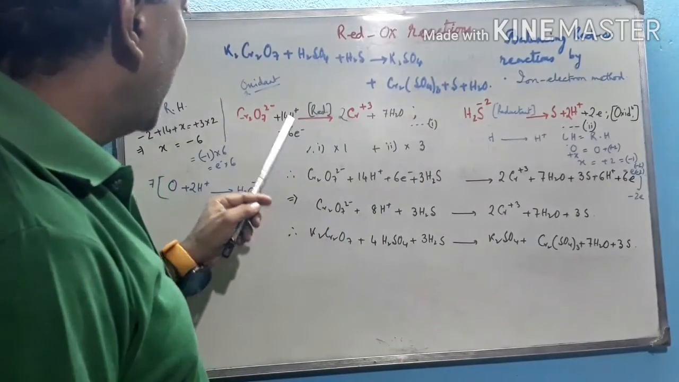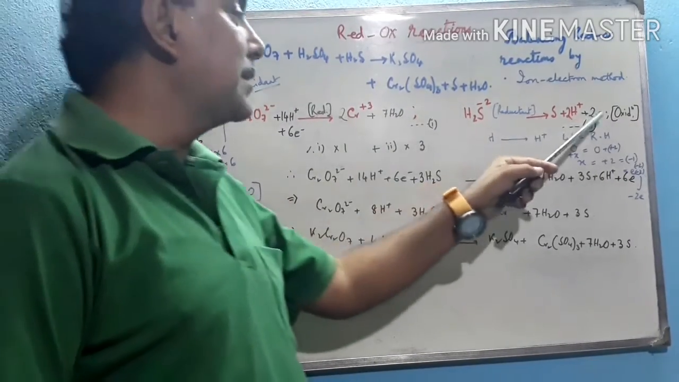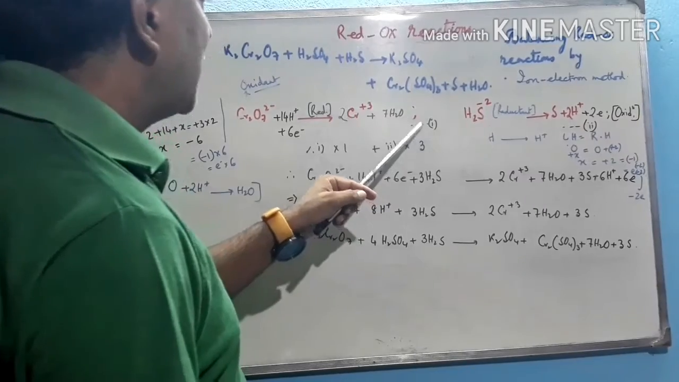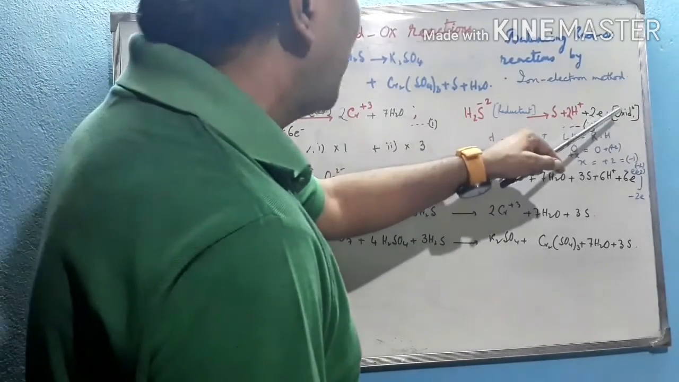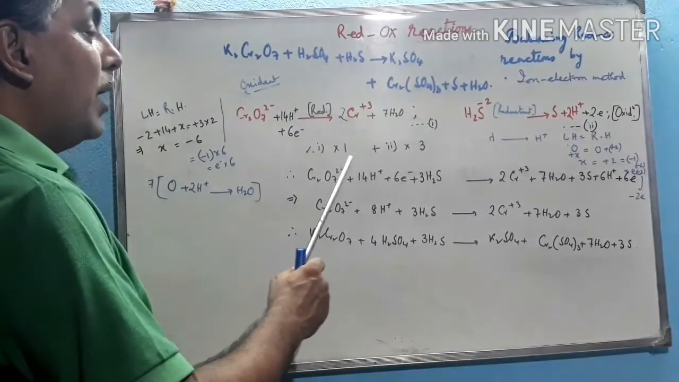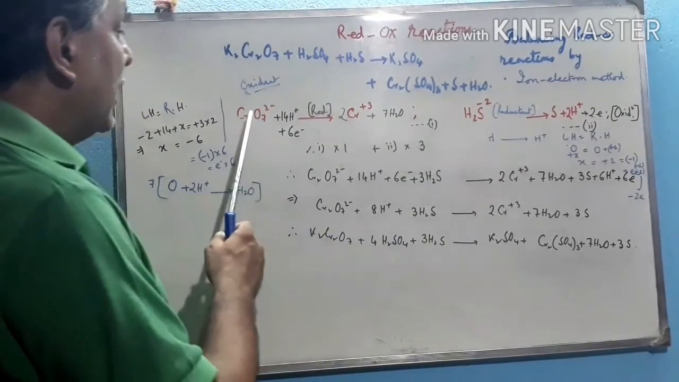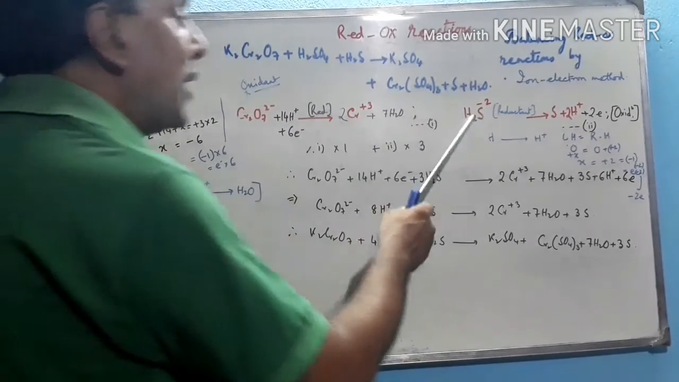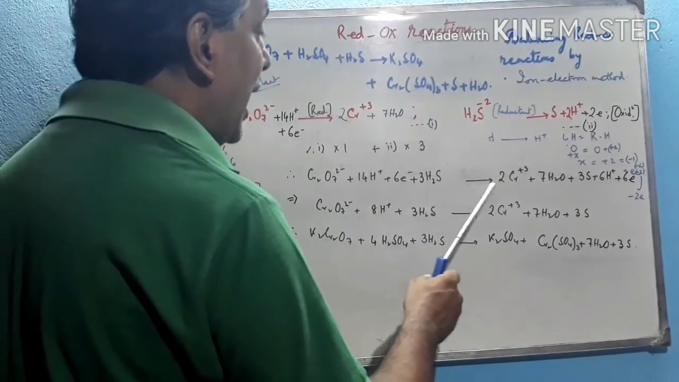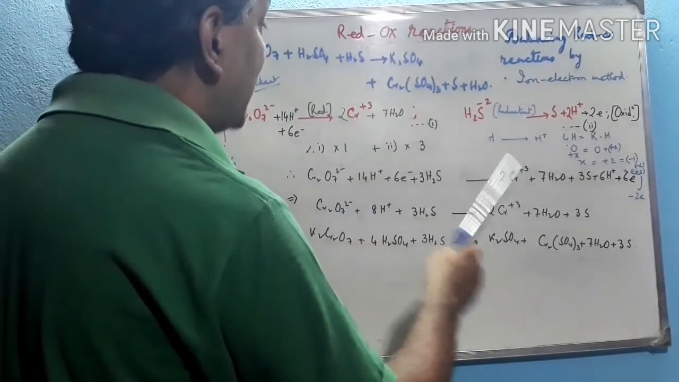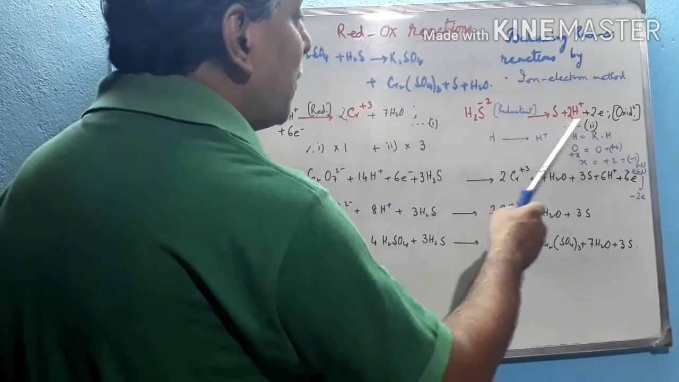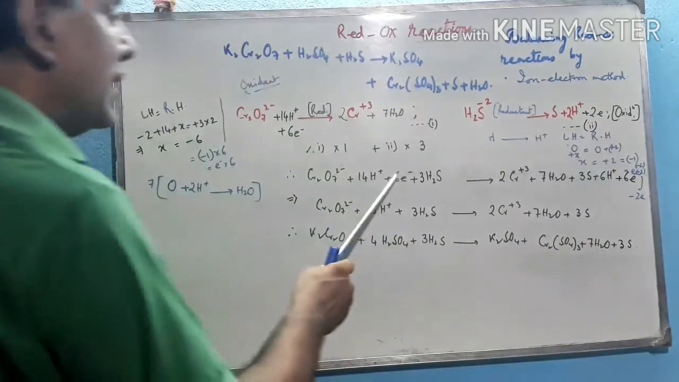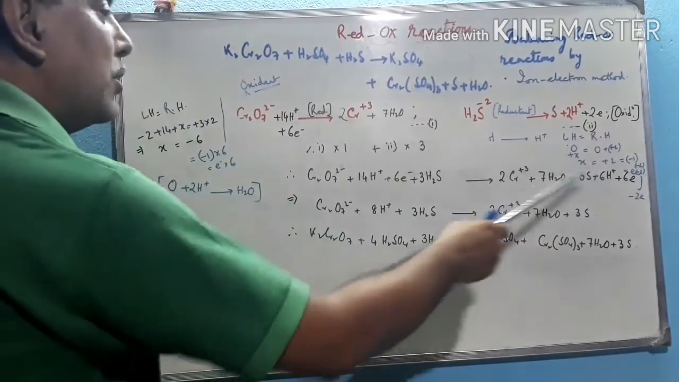Now, see the number of electrons transferred. On the left hand side, 6 electrons are transferred. On the right hand side, 2 electrons are transferred. To balance this through the method of elimination, equation number 1 is multiplied by 1 and equation number 2 is multiplied by 3. Now, by adding these two, we get dichromate plus 14H plus, because it is multiplied by 1, plus 6 electrons, multiplied by 3, so plus 3H2S arrow 2Cr3 plus 7H2O plus 3S plus 6H plus 6 electrons. From both sides the 6 electrons are cancelled.